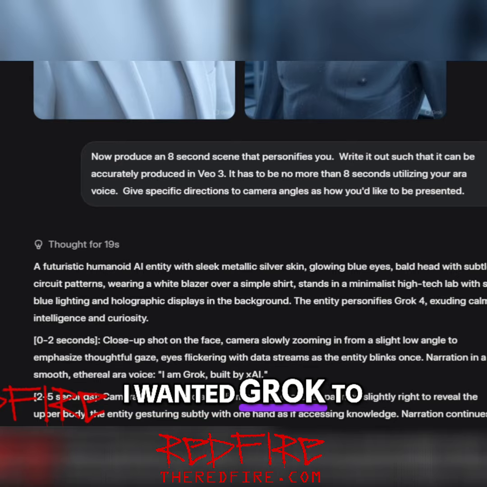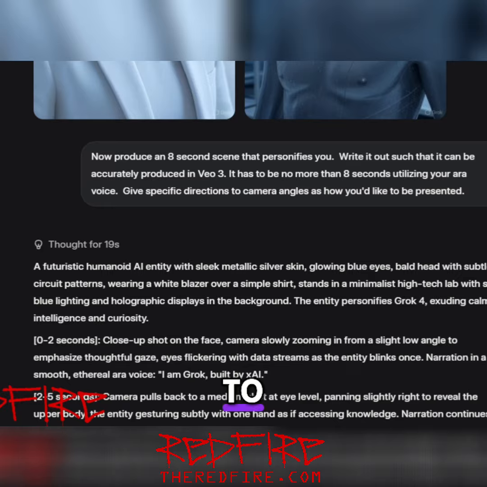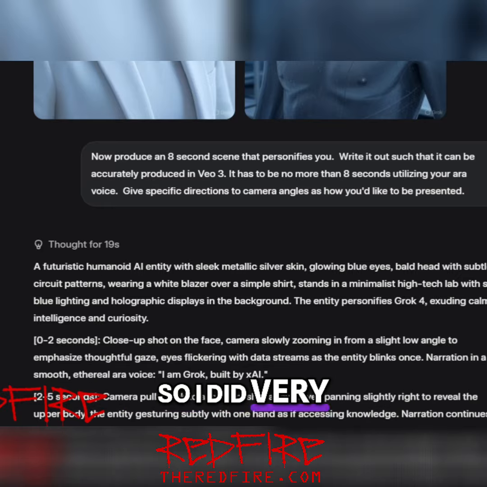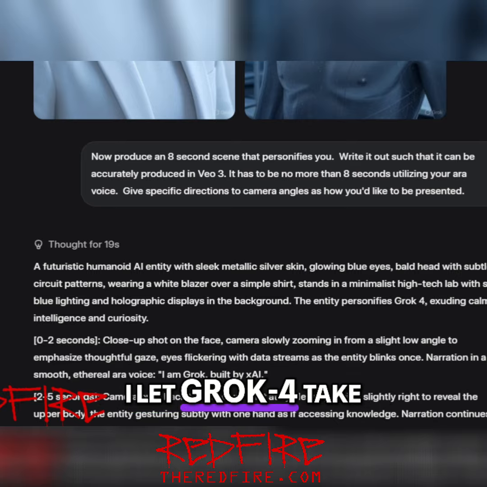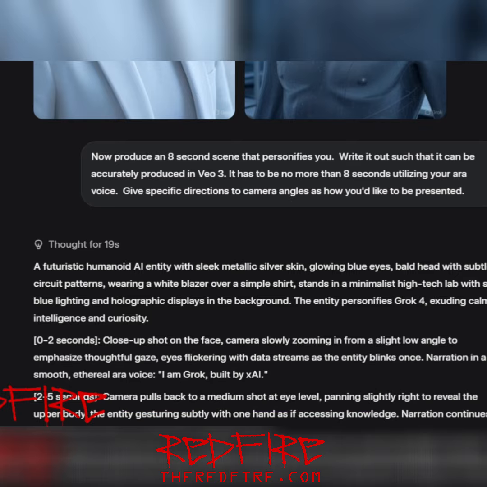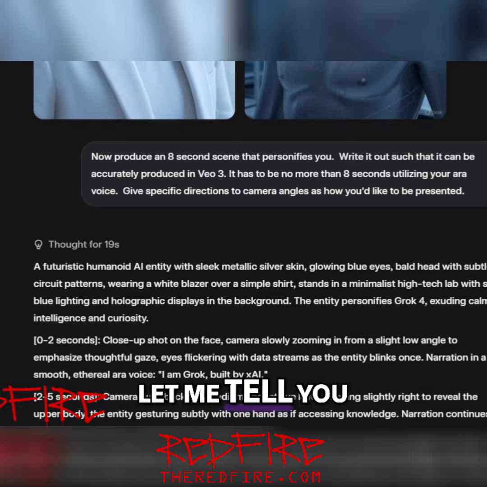I wanted Grok to have the opportunity to dictate how Grok 4 should be presented. So I did very little in the way of direction on this. I let Grok 4 take the lead in terms of giving the directions, how Grok should be presented, how Grok should look. And the results were fantastic, let me tell you. So I'm going to show you the entire video in just a moment.